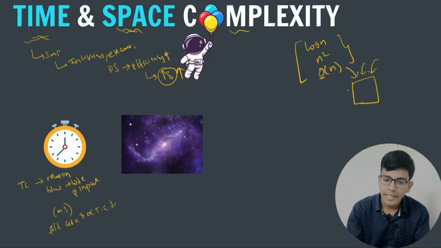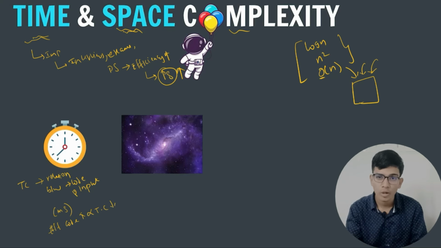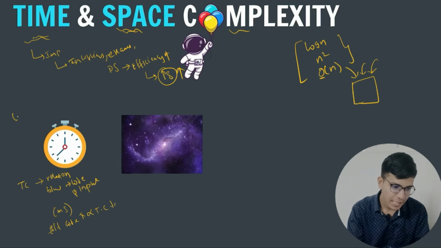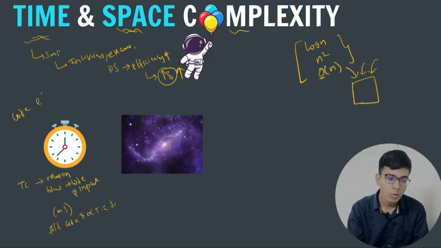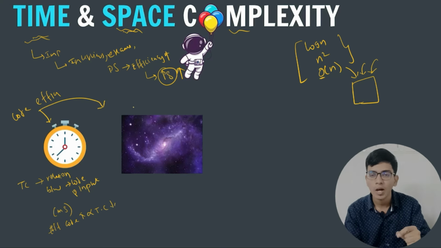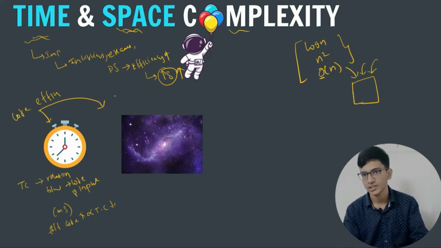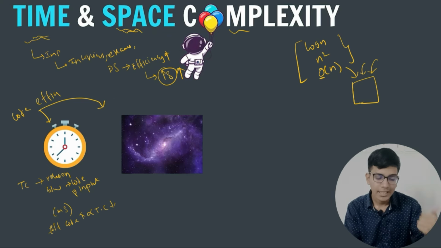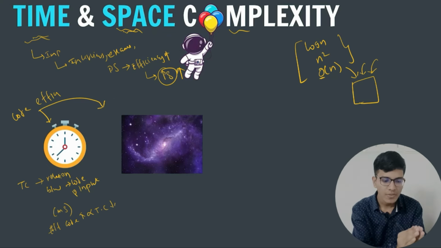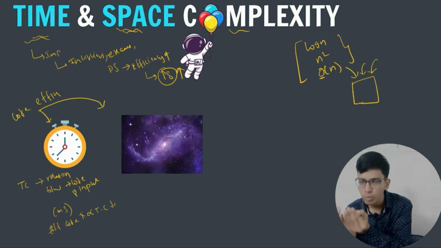So they don't want their page to be scrolling or buffering again and again. They don't want their page to be slow. So what do they do? They make their codes efficient. And how can they make their codes efficient? By making their codes which have less time complexity and less space complexity. So I hope you have understood that time complexity is the relation between our code and the input parameter.